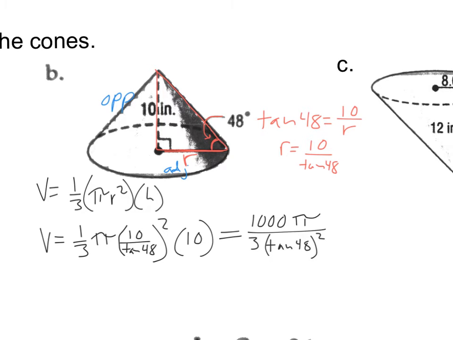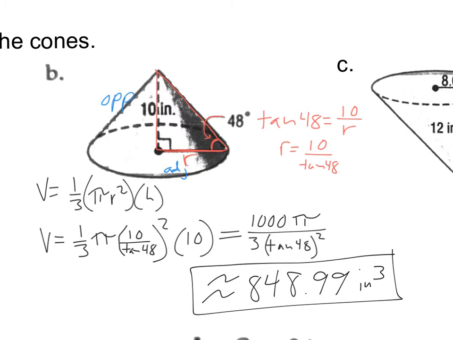But anyway, you'd be plugging this into your calculator, and when you do that, you would have approximately 848.99 cubic inches. So really close to 849 cubic inches. And that's a fine answer. That's as close as we can get just because our exact answer is so funky. We got weird numbers here with the pi, and we're also going to get weird numbers here with the tangent 48. So it makes sense for us to just go ahead and leave it in decimal form.